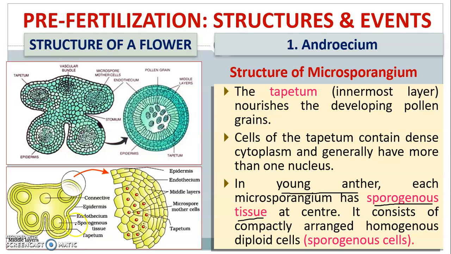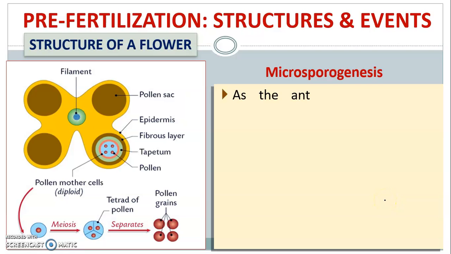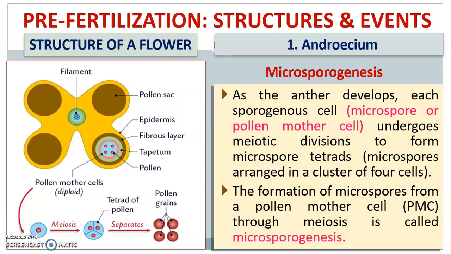So this sporogenous tissue is present at the center. So this is the place where the sporogenous tissue is present, and this sporogenous tissue is compactly arranged, having homogeneous diploid cells, and this diploid cell is known as sporogenous cell. So I think you are very much aware that tissue is a group of cells. So if we are talking about the sporogenous tissue, it must contain sporogenous cells, right?